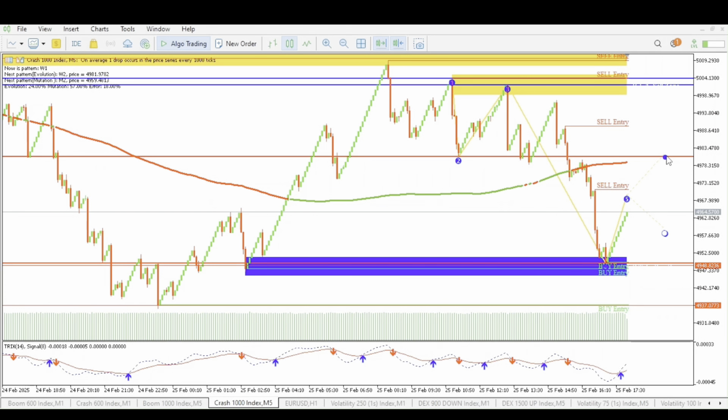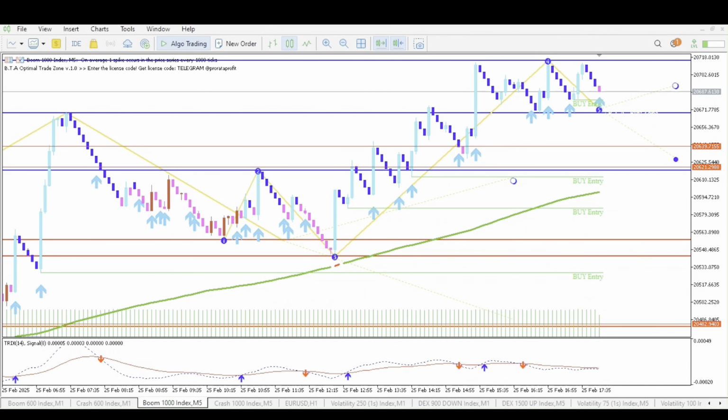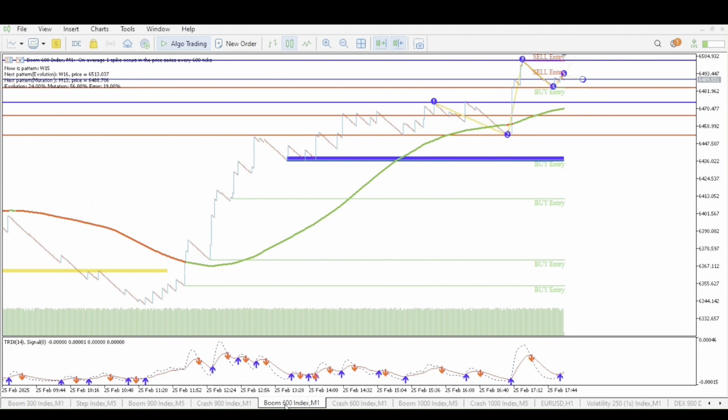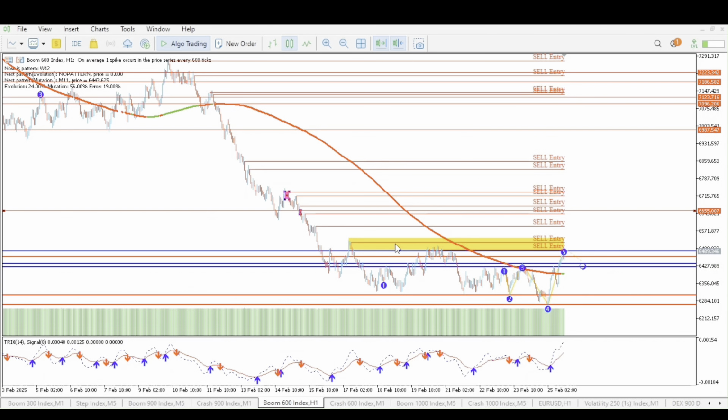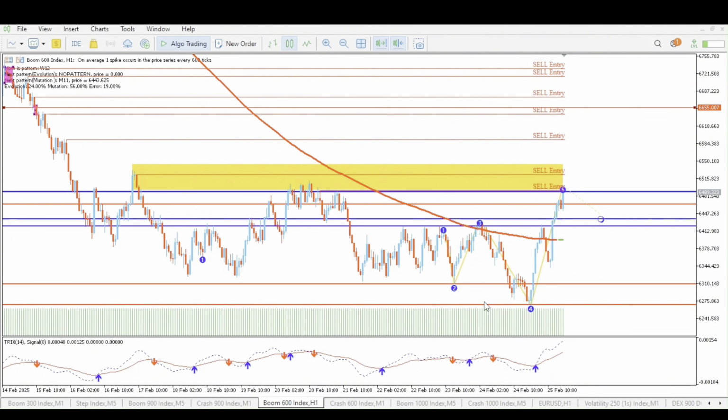Okay, so after that, let me open another chart so that I can show you how our system works. So this is Boom 600. As you can see, Boom 600 has been moving well, but if you check, you are going to see that the signal was given on a bigger time frame. Let me show you on a bigger time frame. That is when we got our signal, guys. So this is basically the way our system works, guys.